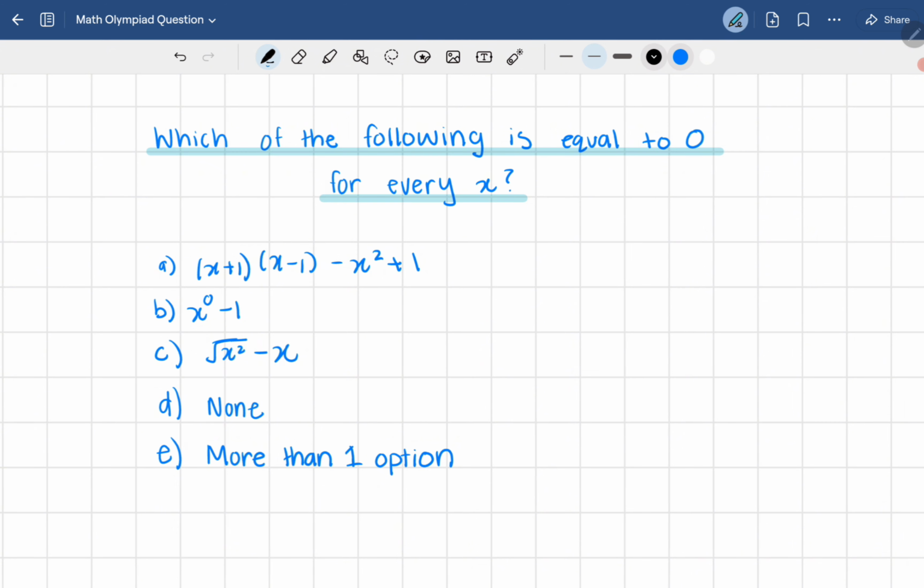Our second option being x to the power of 0 minus 1. Our third option being the square root of x squared minus x. Our fourth option being none of the above. And our fifth option being that there is actually more than one option.